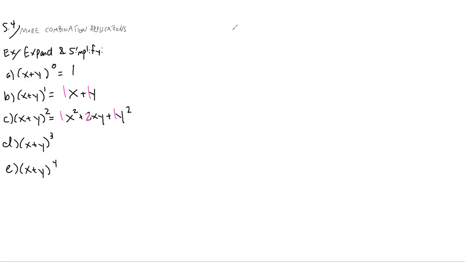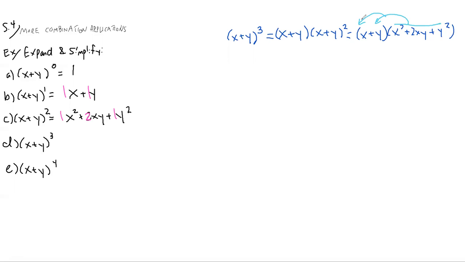And so if we do x plus y cubed. Now, what I'm going to do with this x plus y cubed is we'll write it as x plus y times x plus y squared. And we already know the x plus y squared is x squared plus 2xy plus y squared. And then to expand that, what we'll do is distribute the square term, the x squared plus 2xy plus y squared, across the x and the y.